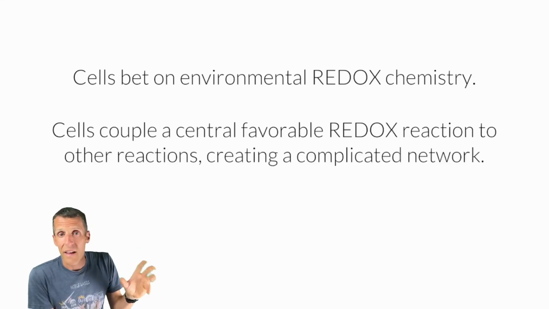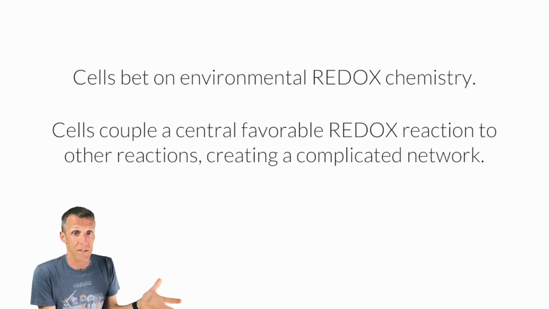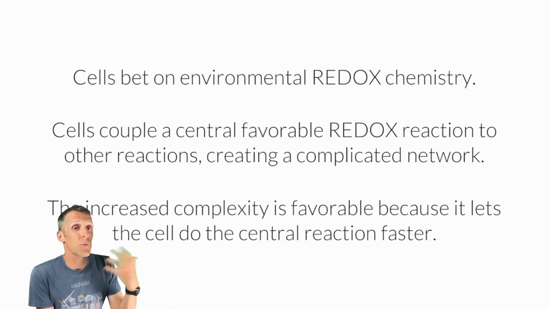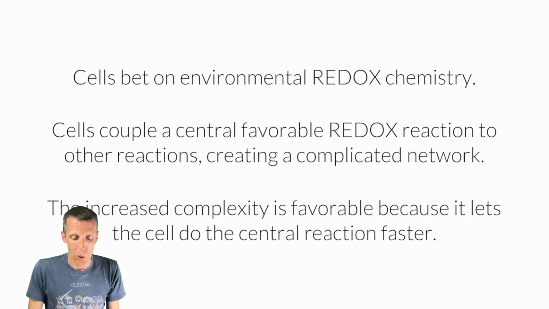They're going to couple that central favorable redox reaction to other reactions, creating some complicated network of reactions. That complicated network of reactions is favorable because it lets the cell do that central reaction faster. Basically, it can rapidly consume that fuel, and that higher speed of consumption means that the cell has energy available to build extra order. Okay, so that was maybe a little bit wild and complicated and abstract, but hopefully it gives some notion for what cells are doing. When we say that, oh, cells are consuming energy, they're following some energy gradient, that's what they're doing. They're grabbing onto some existing reactants, turning them into products rapidly, and sort of making order along the way.